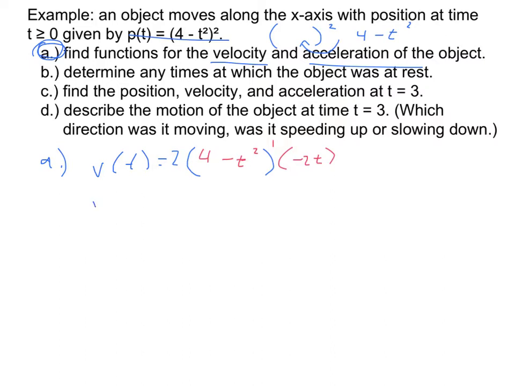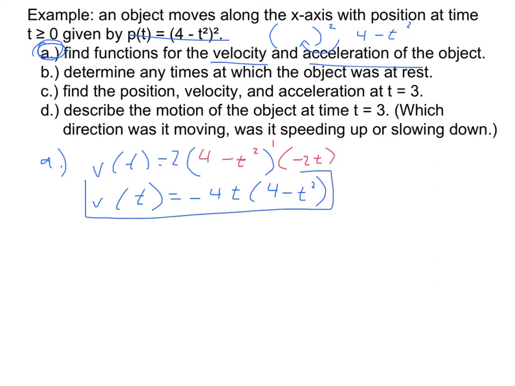Now, I would argue we might as well make that a little bit prettier. We can say v of t is negative 4t times (4 minus t squared). And to me, that looks like a good velocity function. We know we like to have things factored, so that feels good to me. But I need to go on and find my acceleration function next. And you sort of have a choice here. You could do the product rule on this, or I could just distribute that negative 4t and then do the derivative.